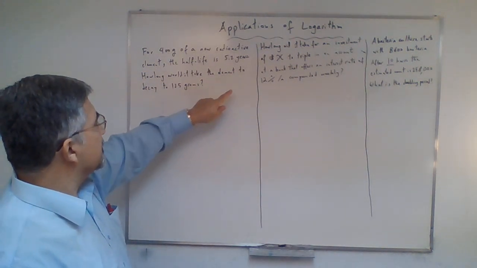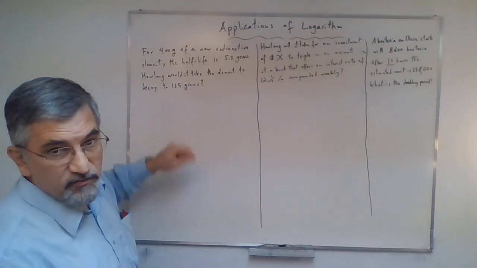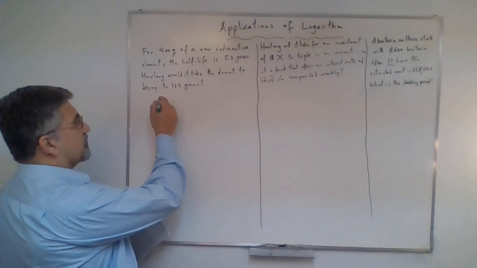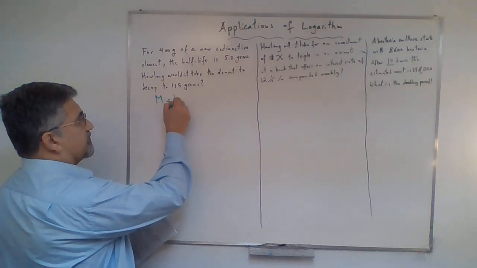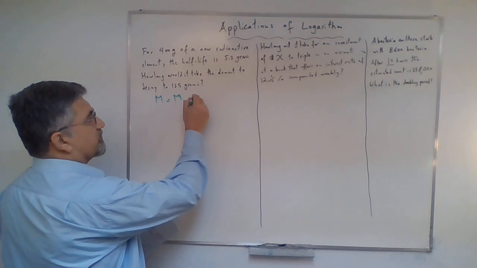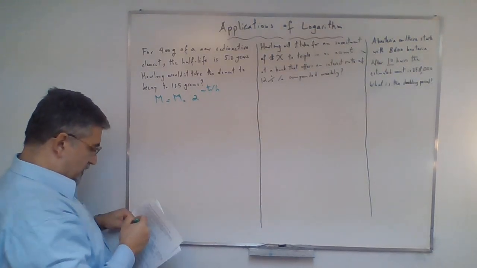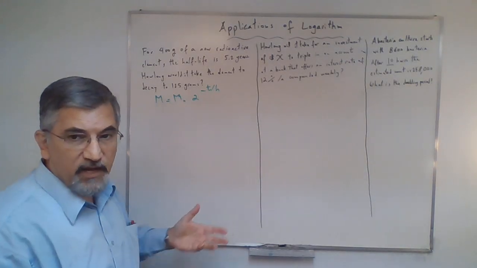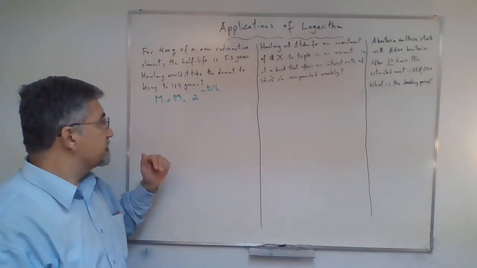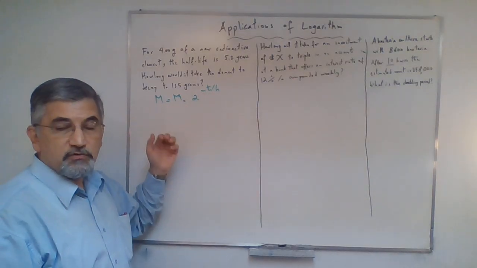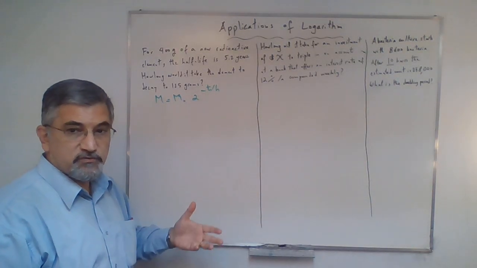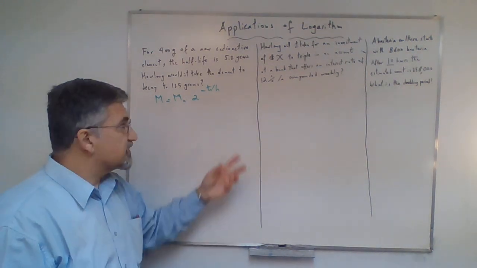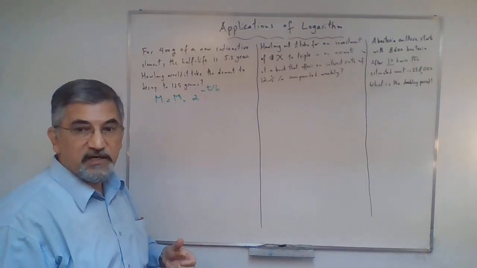How long would it take the element to decay to 125 grams? So this is a half-life kind of question. And we recall the formula for the half-life, which was m equals m sub 0 times 2 to the power of negative t over h. So m sub 0 is the initial amount of the radioactive element that you have. In this case, it's 400 grams actually. And m represents the remaining mass of the radioactive element after it decays. And T stands for time elapsed, and H stands for the half-life of the radioactive element.